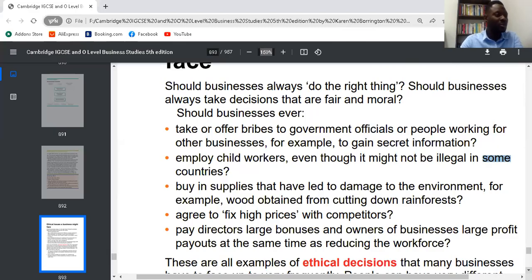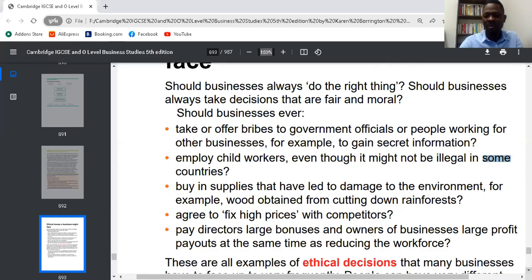Agree to fix high prices with competitors. That's what we call what? When you agree to fix prices. We talked about it before. When you agree to sell, that means you are collaborating. You are creating a cabal, like you're coming together to fix price. It's not monopoly. I forgot what we call it, but anyway, we should not fix prices with competitors.